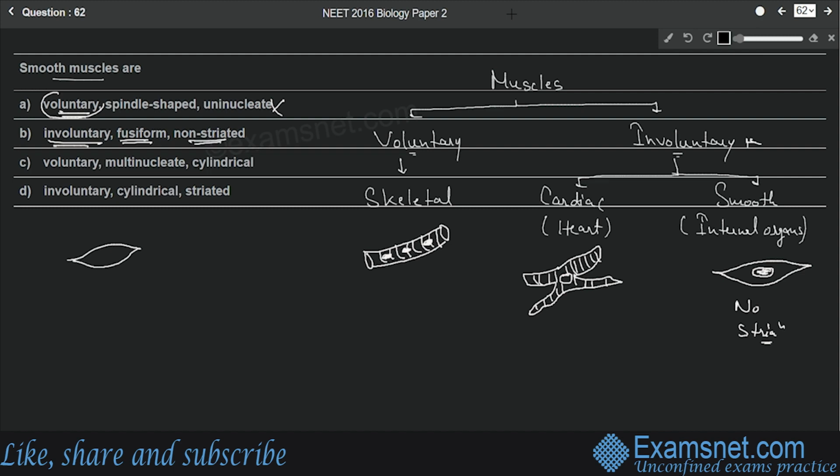And non-striated, that means they do not have striation. This is also correct. We have seen that striations are present in skeletal and cardiac, but not in smooth. So yes, this is correct. Third option says voluntary, again incorrect because smooth muscles are involuntary. Then the last option says involuntary, yes. Cylindrical, no, because we have seen skeletal as cylindrical, not smooth. And striated is also incorrect because these are non-striated. So the only correct option is option number B.